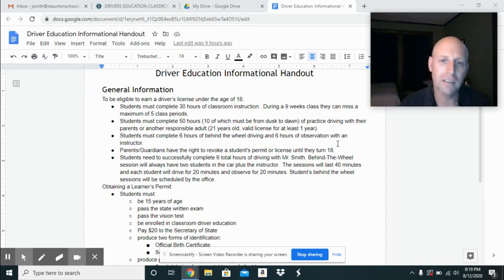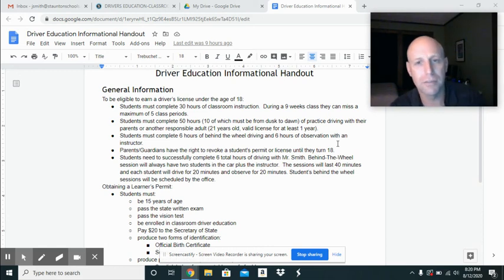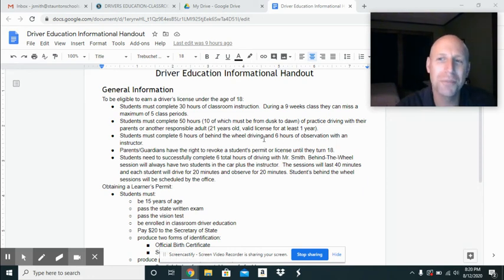Well, your parents can take your license away, but until you turn 18, they can take it away even for non-driving related things. If you're just being a little jerk to them, then they can take your license away. So that's something that you need to be aware of, and something that your parents should be aware of too.